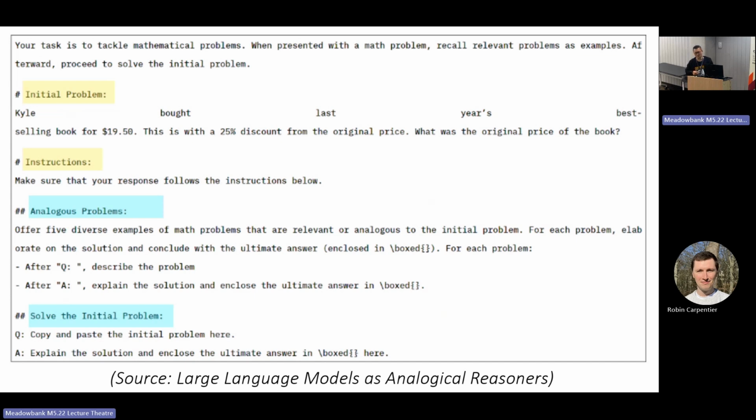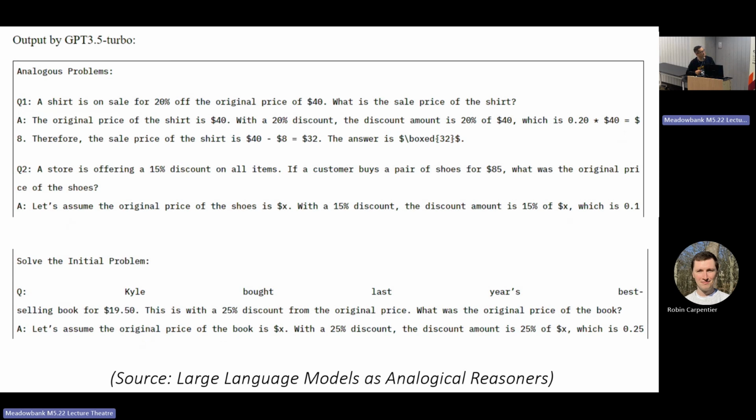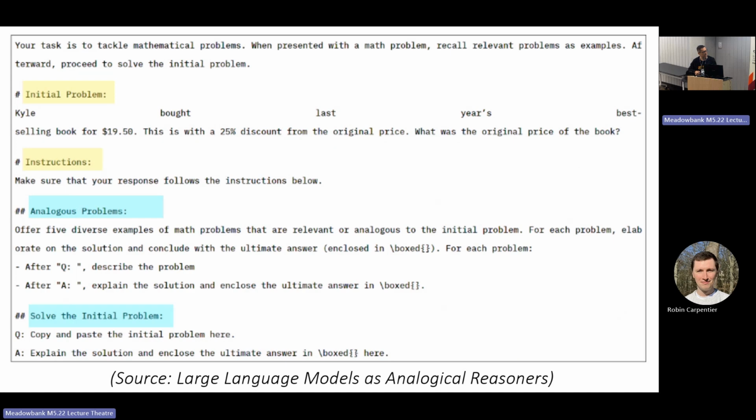I'm going to show you what the output looks like, so you have a better idea. Here ChatGPT came up with 5 examples. I only have 2 up here because it's too long. In each example, there's a question and there's an answer. ChatGPT tried to find in its training similar, relevant, and analogous problems compared to your initial problem. And down here, ChatGPT will try to solve your initial problem based on its 5 examples up there. It's very useful.